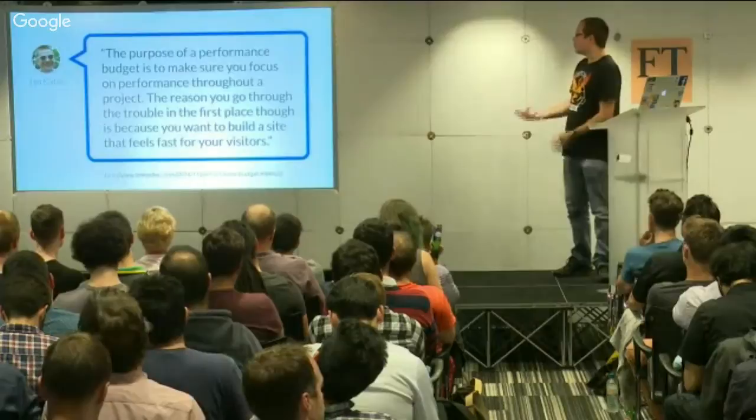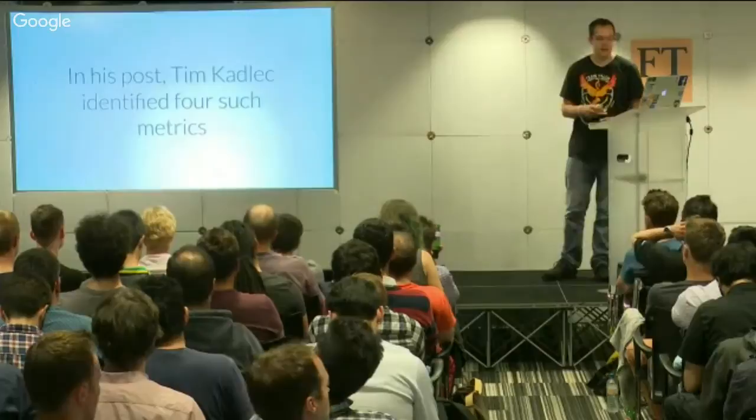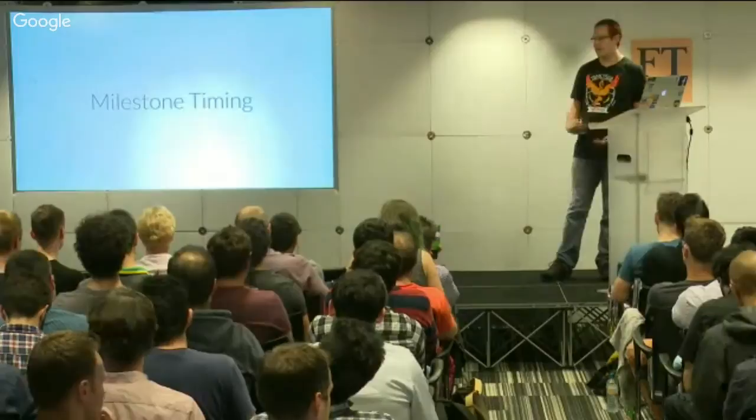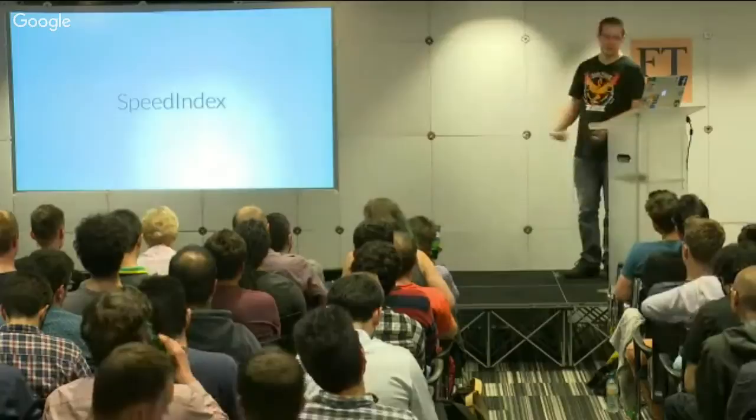In order to determine what your project budget should be, you need to determine what you're going to measure. So in his post, Tim Cadillac identified four such metrics. The first of which was milestone timing. So this is the time-based metrics such as load time, downloaded content loaded, and time to render. Then we have things like speed index. So this speed metric is measured by web page test, and it gives a good indication of page performance. So you might have a performance budget that says, I will get this certain score.